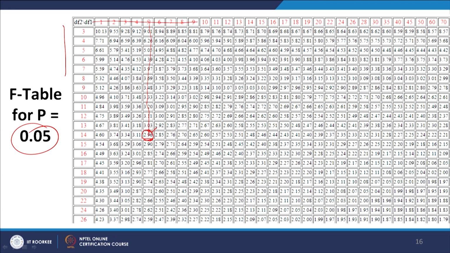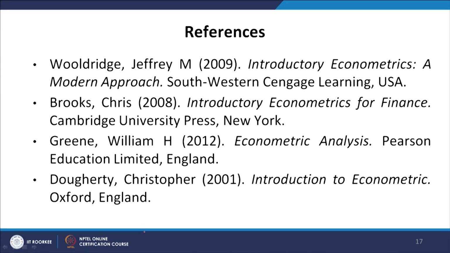So, that is broadly about the F statistic, some of its examples, its applications and its comparisons with two alternative tests that we have discussed earlier, the Wald test and the t-test. And these are the references that I have consulted in order to come up with the discussion.